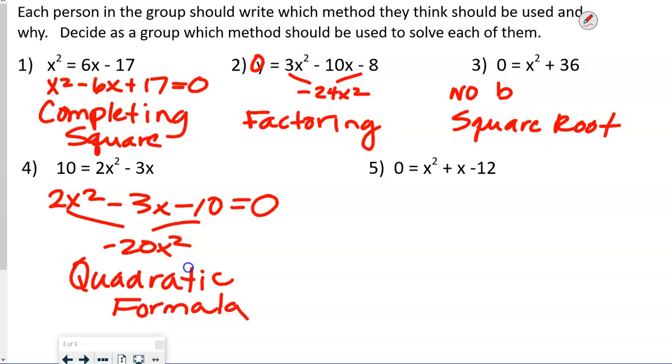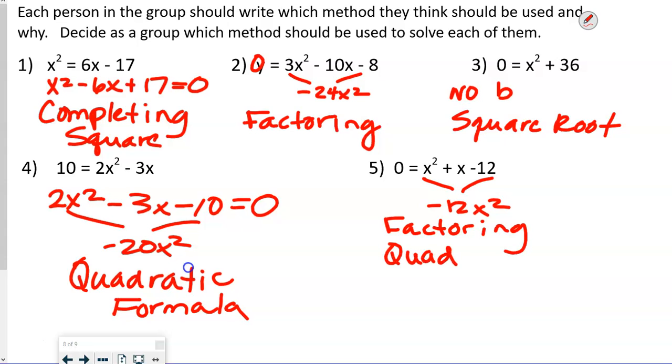This last one, honestly, I could use a couple different methods. I could use factoring, right? Well, my middle term, I wouldn't use a square root because I have a b, and I wouldn't use completing the square because b is an odd number, it's a 1. So I would either use factoring here or the quadratic formula, or graphing. And honestly, on this one, graphing might be the easiest, okay? So you could use any one of those methods.